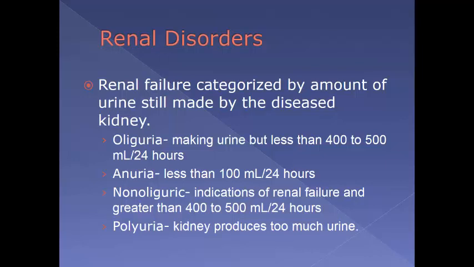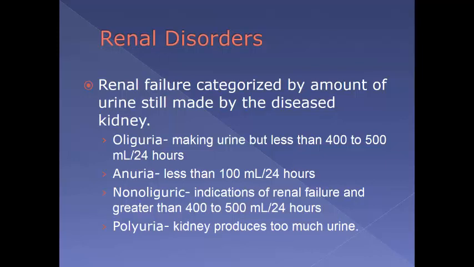It's going to be further categorized by how much urine is actually still being made. Oliguria is making urine but less than 400 to 500 milliliters per 24 hours, which is not a lot. Anuria is where you're making less than 100 mLs per 24 hours. The other one, you're still making 400 to 500 or greater mLs per 24 hours, but you still are showing signs and symptoms of renal failure.